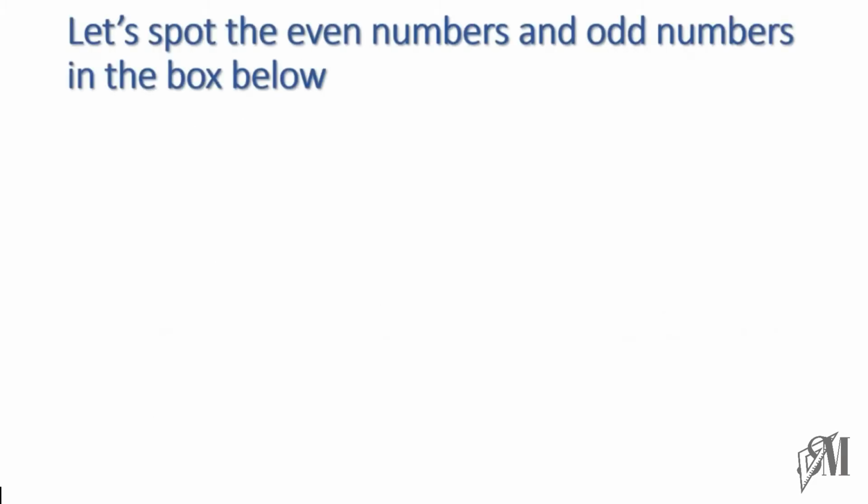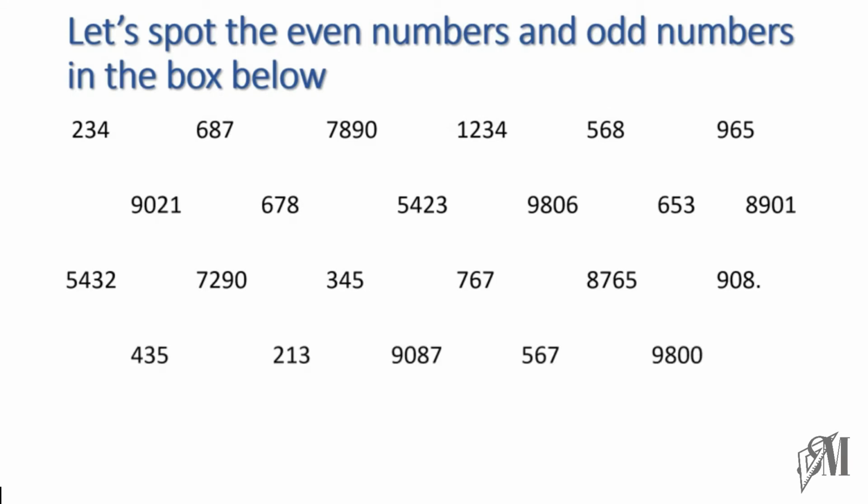Now let us spot the even numbers and odd numbers in this box below. There is a set of numbers like this. And now we are going to spot out which are the odd numbers and which are the even numbers. Look at the last digit. The only thing you have to do is to look at the last digit.